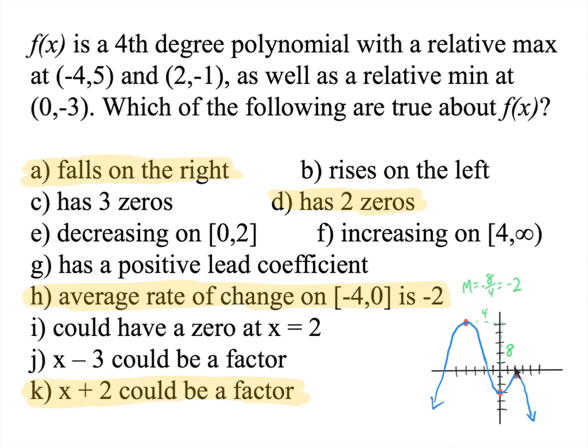So at 2, can it have a 0? No, it has a max. So there's no way it could have a max and a 0 at the same time when the max is not on the x-axis. So there's no way for it to actually touch right there.